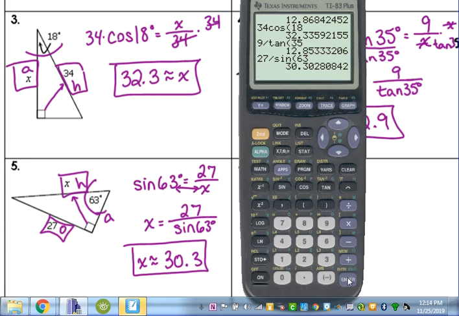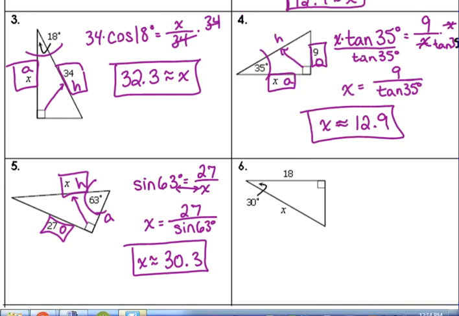Makes sense? It's bigger. That's the hypotenuse length. So that's bigger than our leg that they gave us. So at least that much of it does work out. All right, last one, number 6.